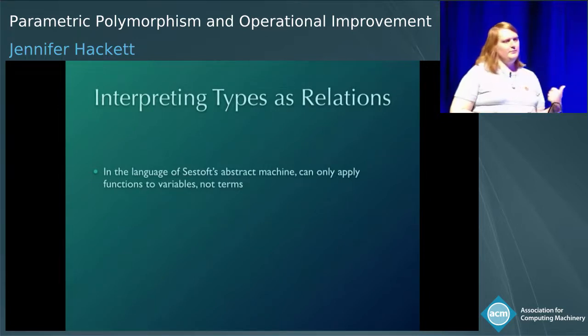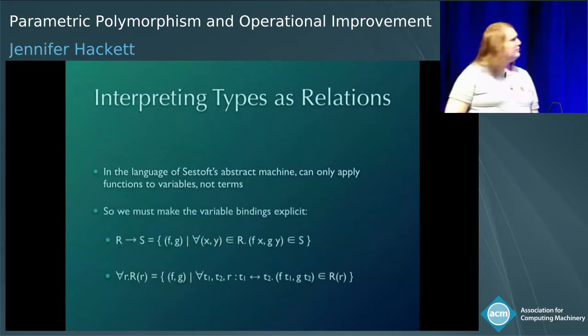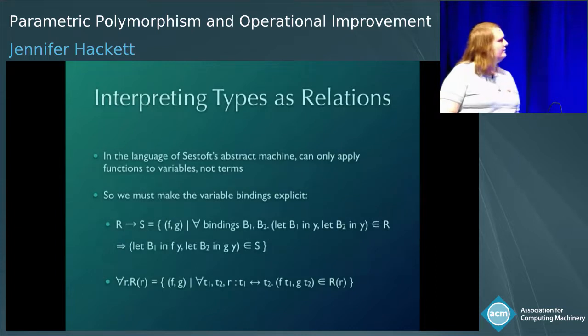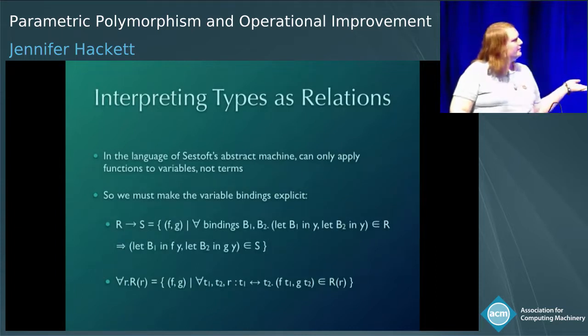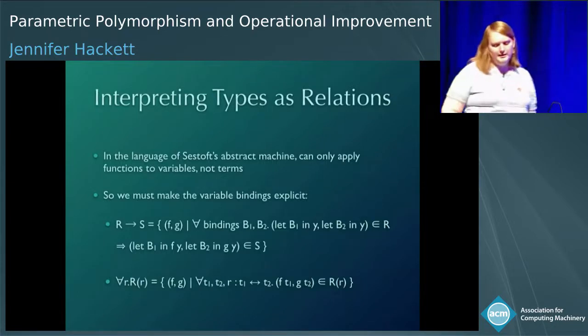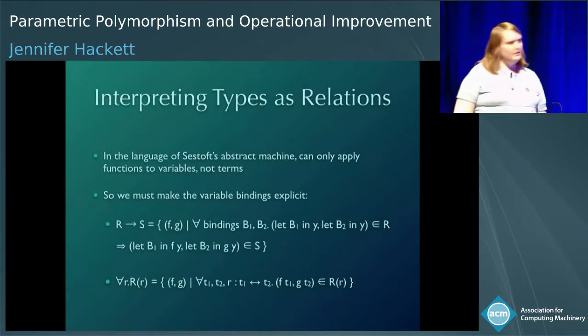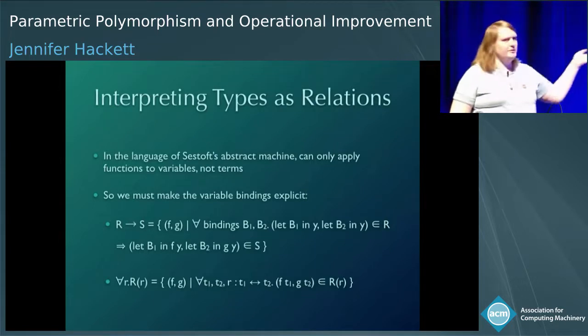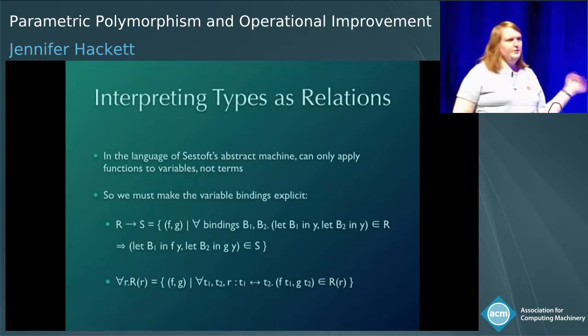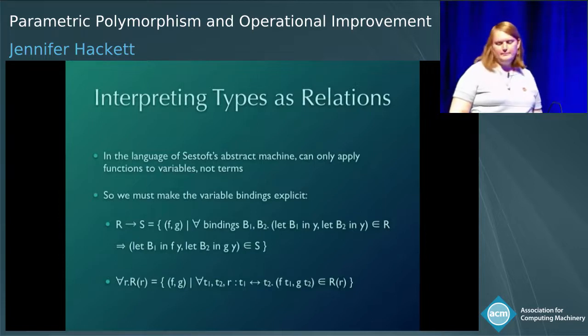Because in this language, in the abstract machine we're using, we only apply functions to variables, not to terms, because we want to capture the fact that there's a sharing introduced there. So we have to make the variable bindings explicit, but that's fairly straightforward. And as you can see, it's really just the same definition, just shoehorned into the new theory, if you like. And the for all case doesn't change at all, because we only care about term variables, not type variables.